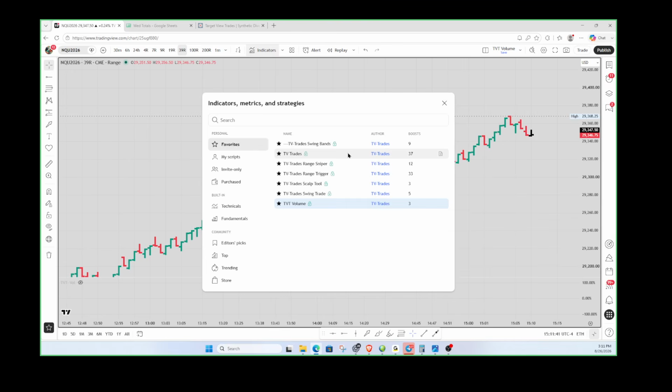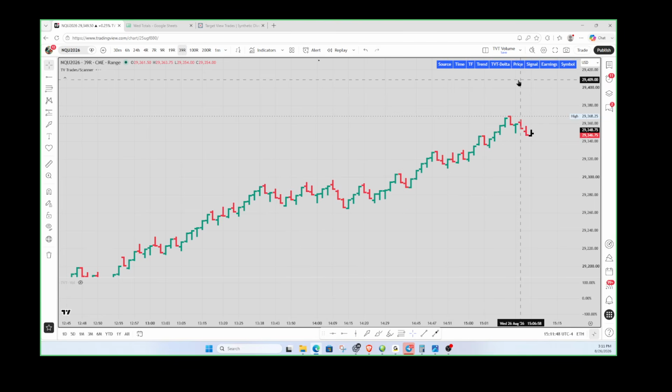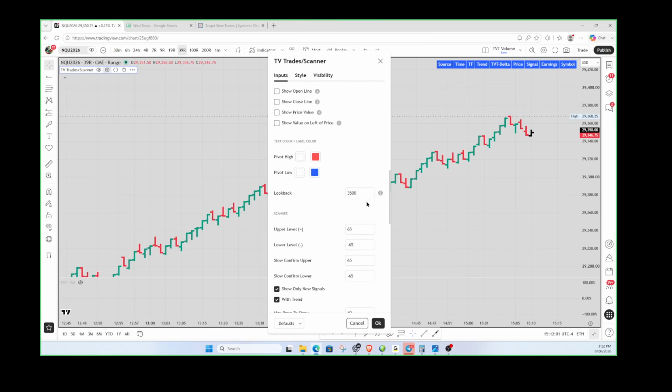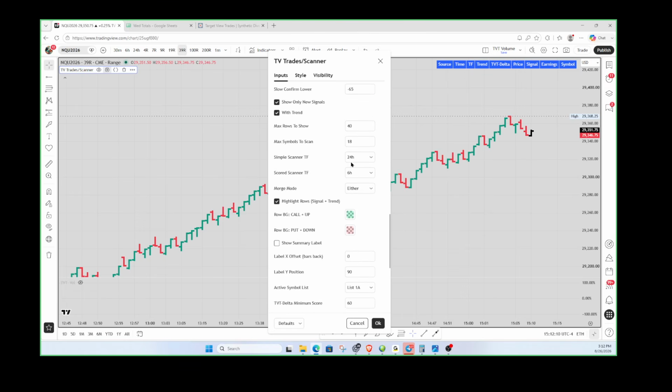So you're going to put on the TV trades, right? Just turn that on. Once you put that on, it doesn't matter what symbol you have or what time frame you have, none of that matters, because what it does is it turns on the scanner automatically, and it turns it on for list 1A automatically. And for the time frame, it does it for the 24-hour and for the 6-hour.